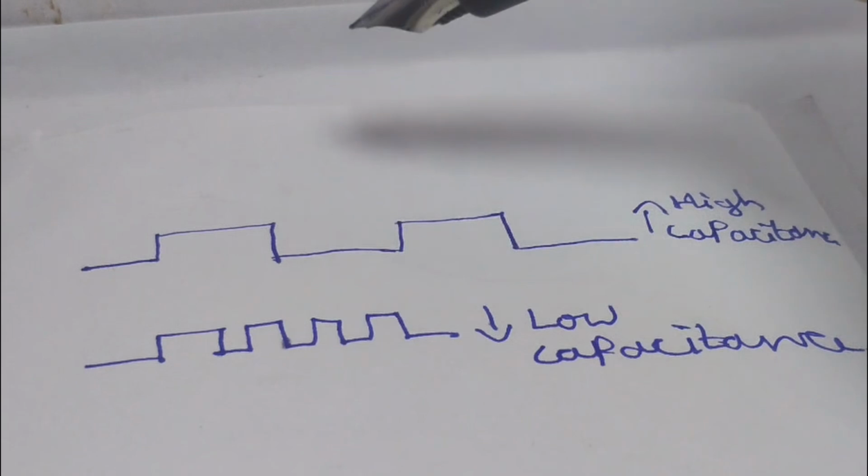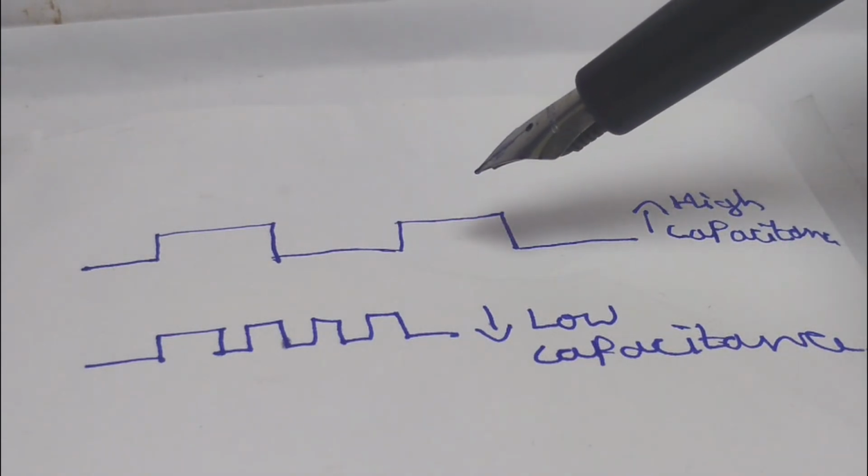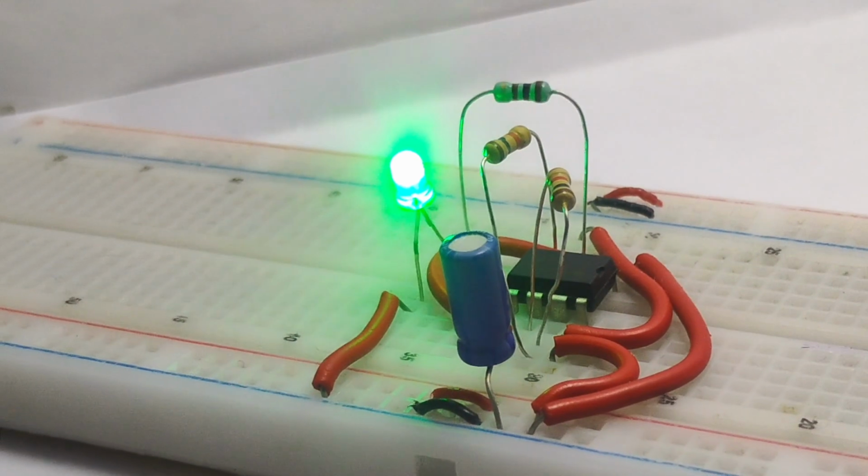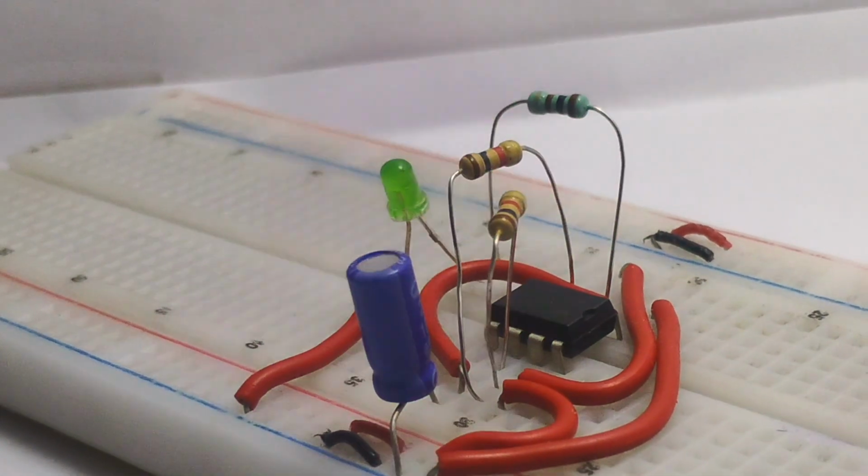Now this happens because the capacitor charges and discharges. So the speed of the blinking depends on how fast the capacitor charges and discharges. That's how this basically works.